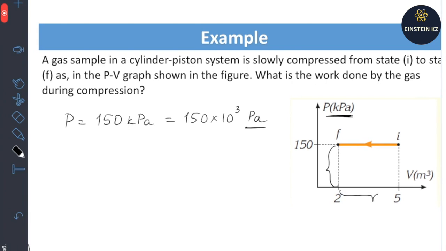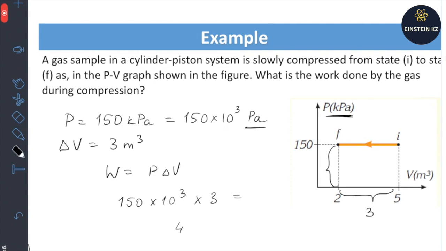And the length of this side will be equal to 3, right? So 5 minus 2 is 3. So delta V here is equal to 3 cubic meters. Okay, so we just substitute the numbers. So our work in this case will be equal to P delta V. So P is equal to 150 times 10 to the power of 3 times 3. This is equal to 450 times 10 to the power of 3, which is equal to 450 kilojoules. Okay, you can just write the answer in kilojoules.